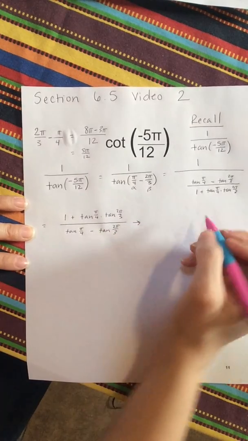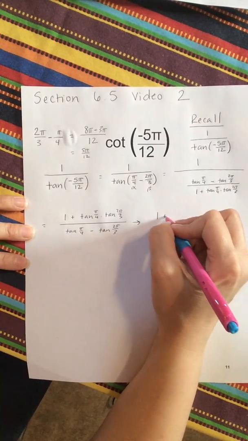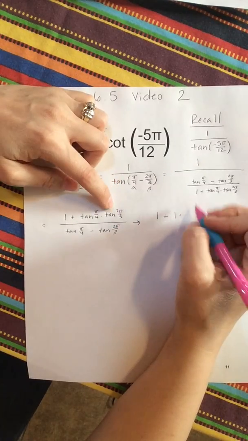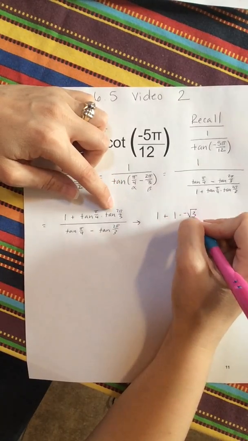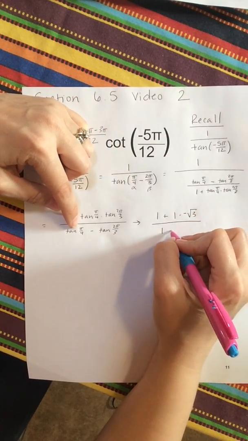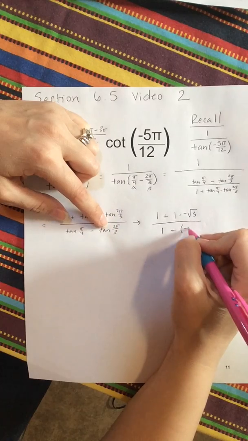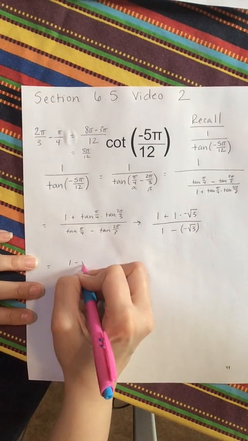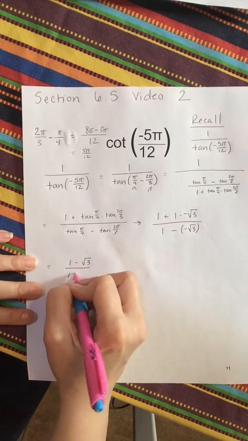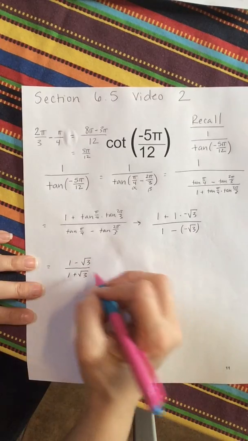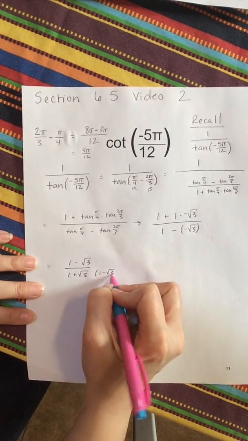Okay, so using our unit circle knowledge up top, we have 1 plus tangent of pi over 4 is 1 times tangent of 2 pi over 3 is negative square root of 3. In the denominator, tangent of pi over 4 is 1 minus tangent of 2 pi over 3 is negative square root of 3. So this becomes 1 minus the square root of 3 over 1 plus the square root of 3. Not overly fond of square roots in the denominator, so we're going to multiply by the conjugate.